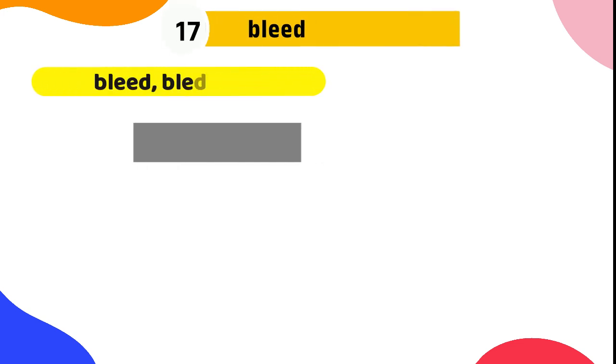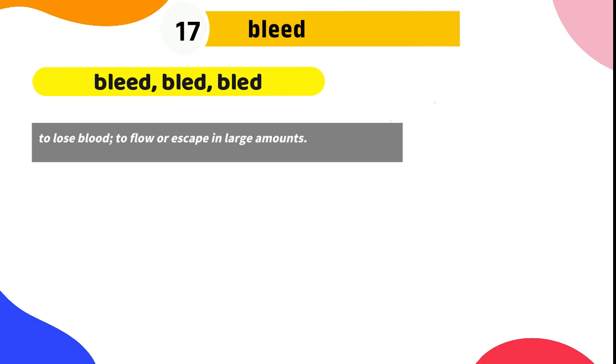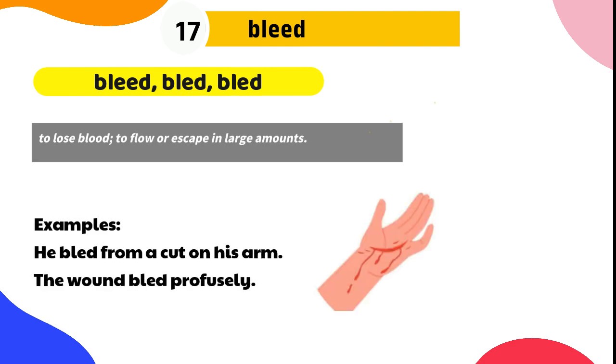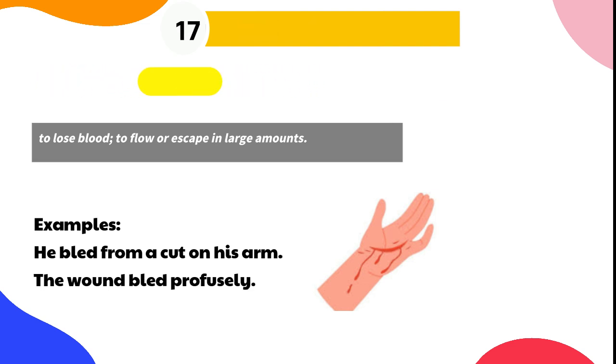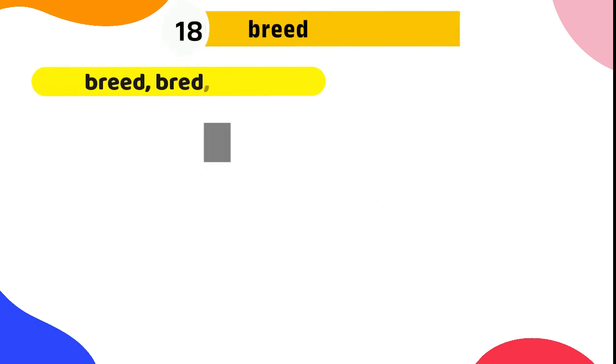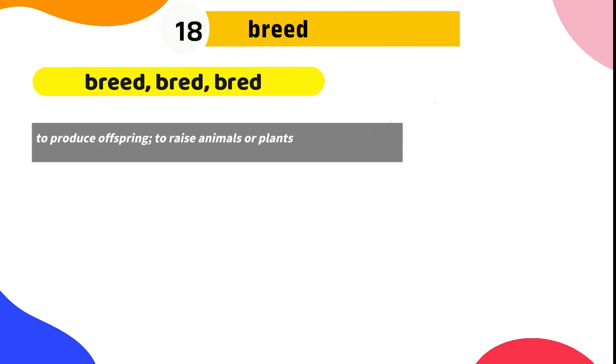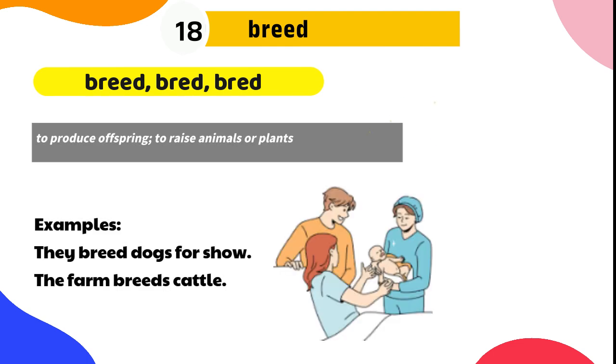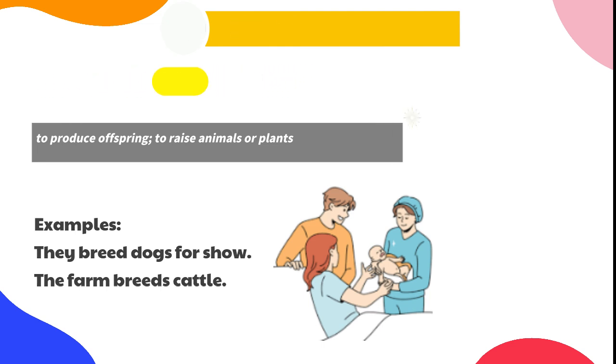Bleed, bled, bled. Meanings, to lose blood, to flow or escape in large amounts. Examples. He bled from a cut on his arm. The wound bled profusely. Breed, bred, bred. Meanings, to produce offspring, to raise animals or plants. Examples. They breed dogs for show. The farm breeds cattle.